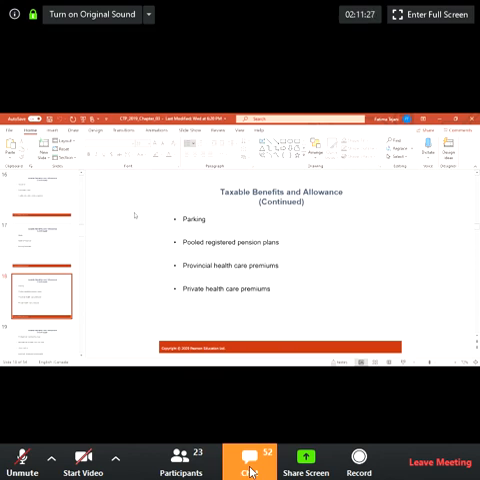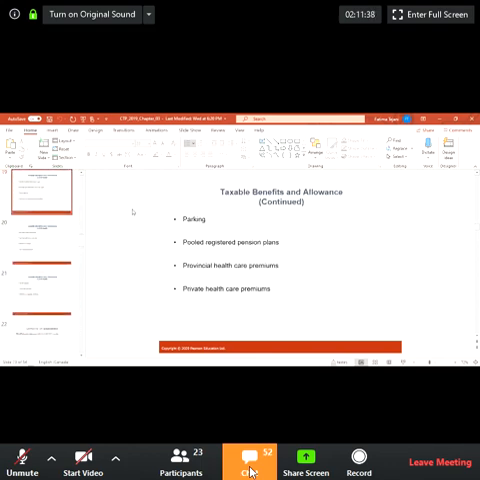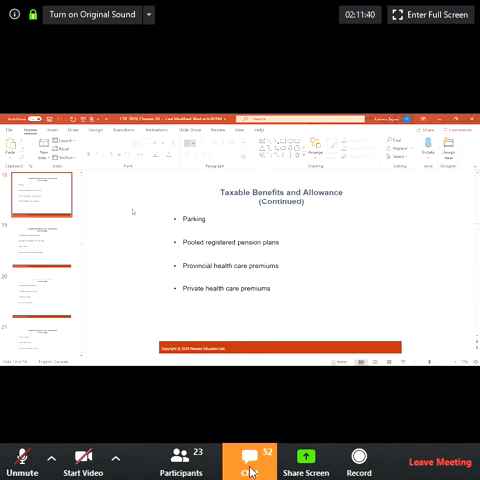Guys, what is a pooled registered pension plan? Can you just research quickly and tell me what a pooled registered pension plan is? I'm waiting, okay, guys? Tell me what is a pooled registered pension plan? Even if you want to speak, I can just unmute you.